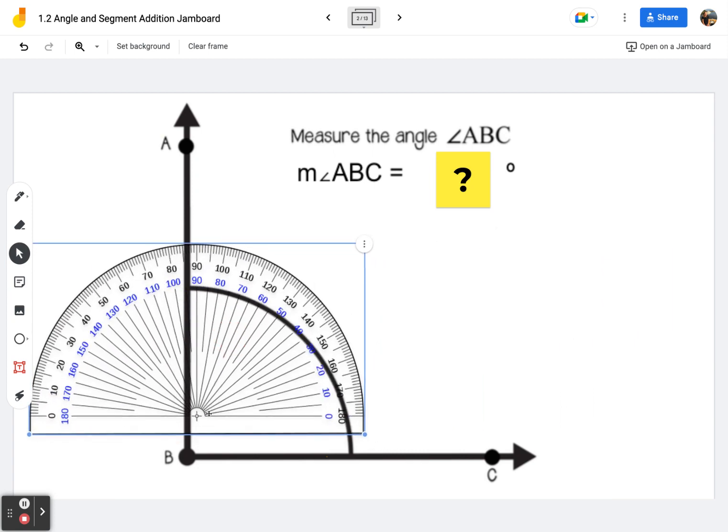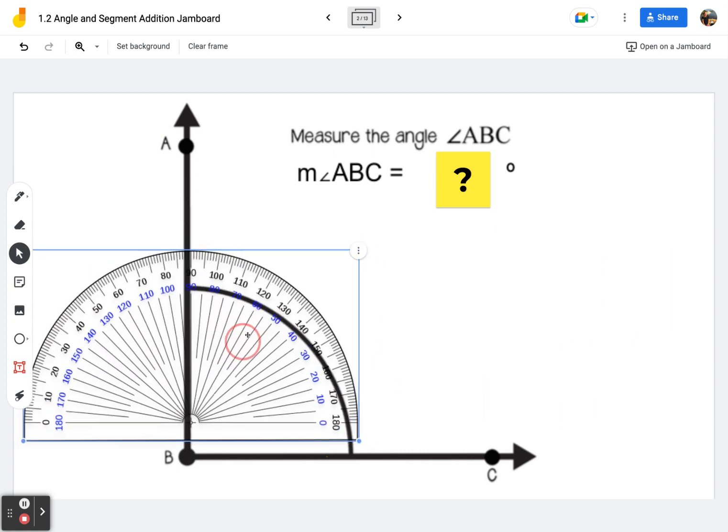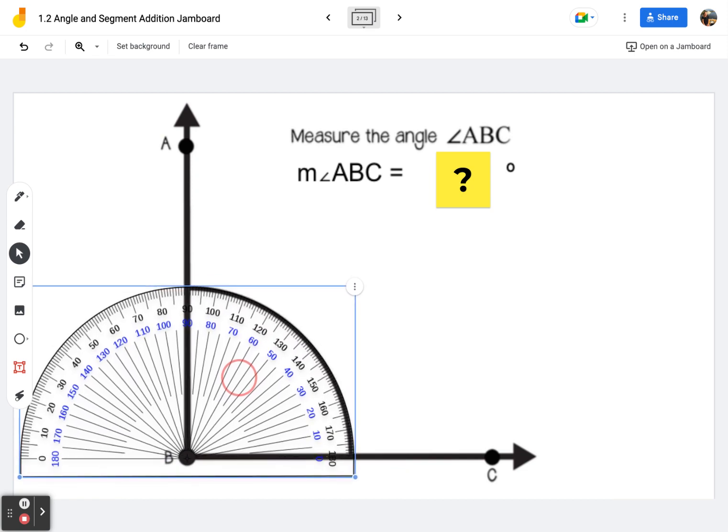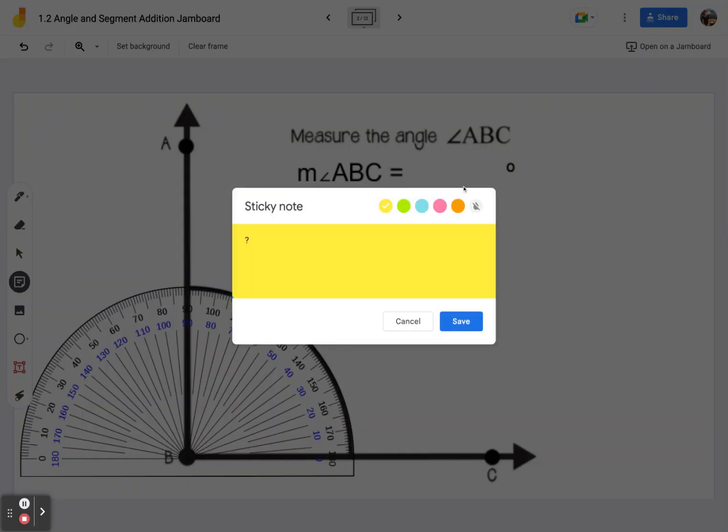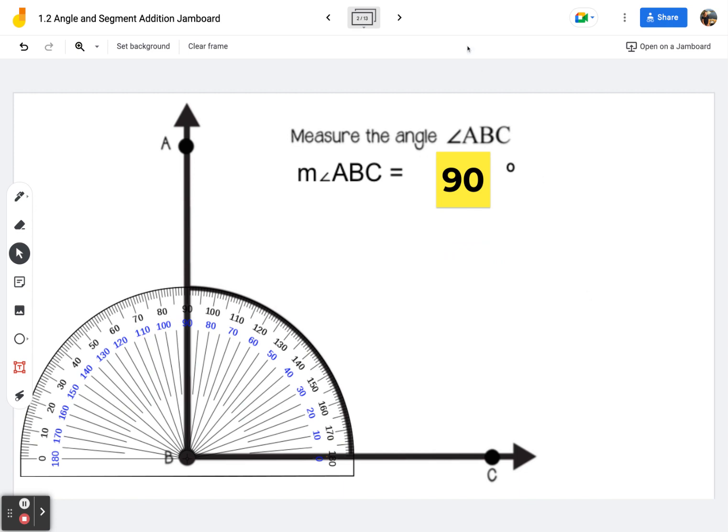Again, the crosshairs of the protractor goes on top of the vertex, and my bottom ray here is lined up with the 0-degree mark. So then when I go to read this, I'm reading the blue numbers because 0 degrees, 10, 20, 30, this is a 90-degree angle. It is a right angle. The measure of angle ABC is 90 degrees.